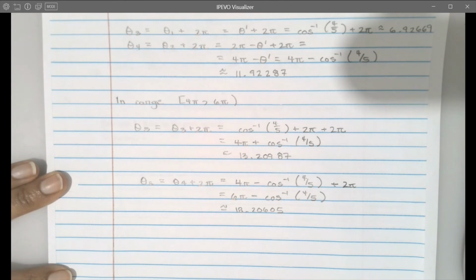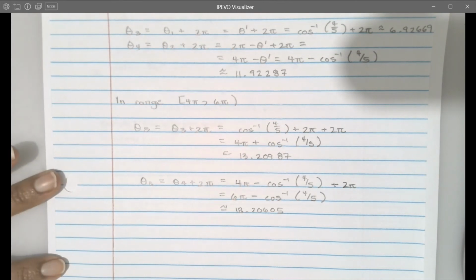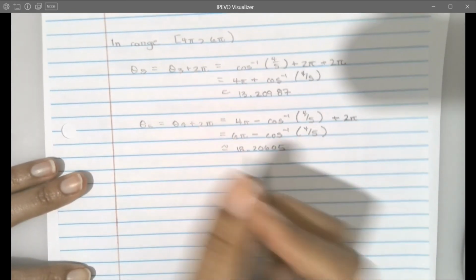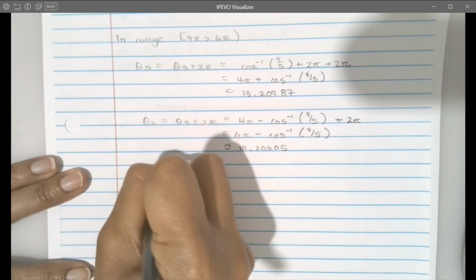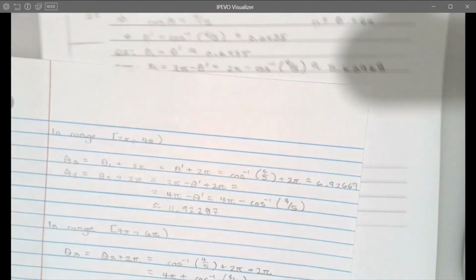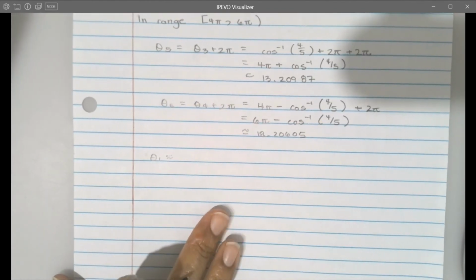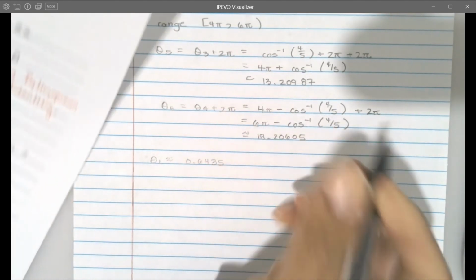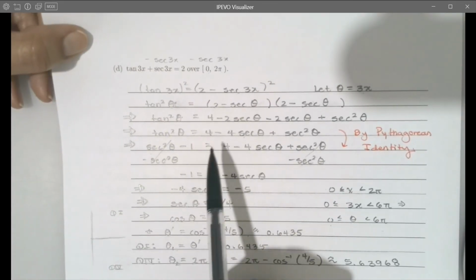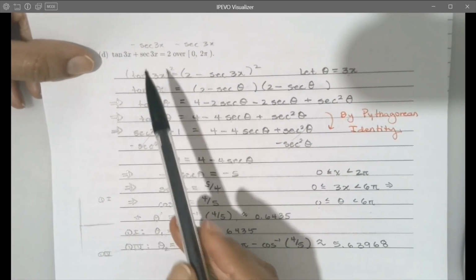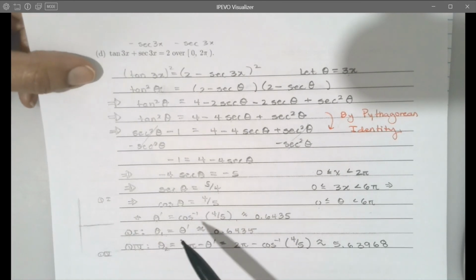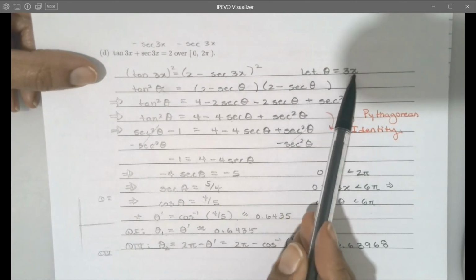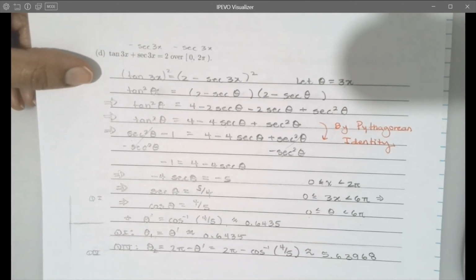Okay, so we're getting 6 possible answers for theta. So those possible answers, I'm just going to list them all together here. Theta 1 was approximately 0.6435. Now if you recall, theta is not the angle that we're looking for. We're actually looking for the angle x. So we need to replace back what theta was representing. And for that we're going to use theta equals 3x.